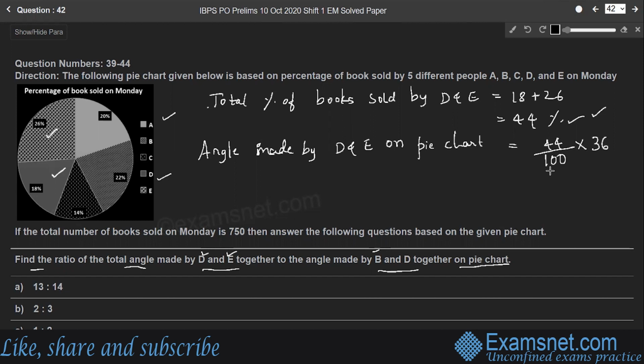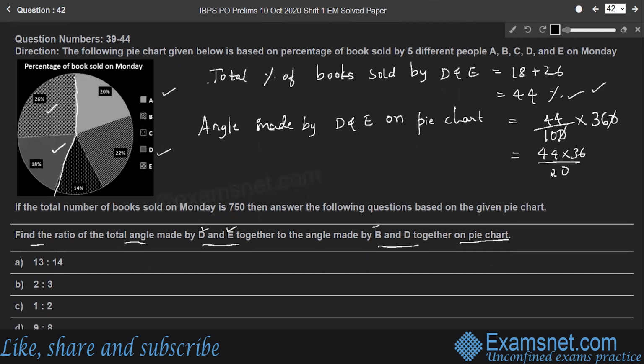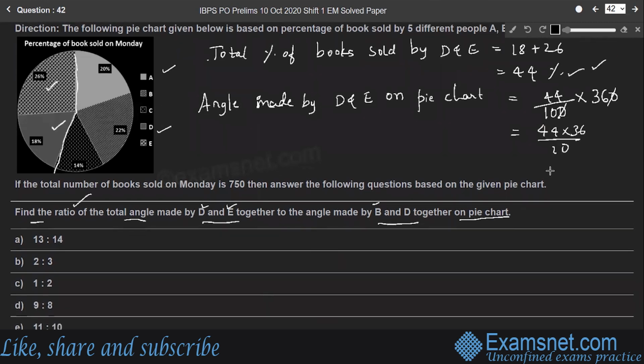Therefore, out of 360, what is the angle? So this portion, D and E made this angle. So 44 by 100 into 360, that is 44 into 36 by 10. Therefore, you can leave it as it is. Finally, we are finding the ratio, right?